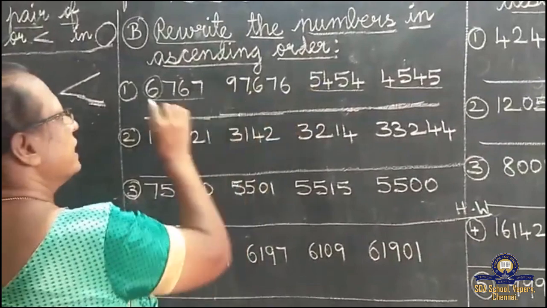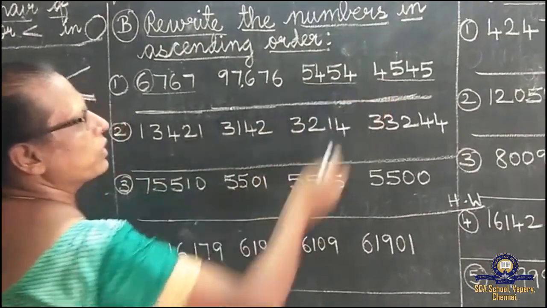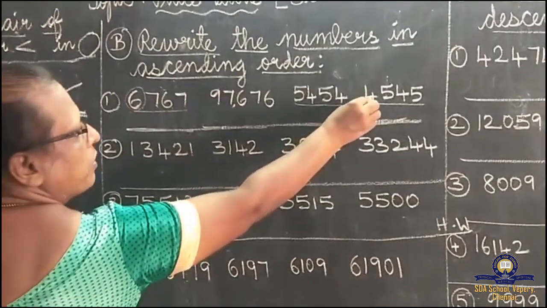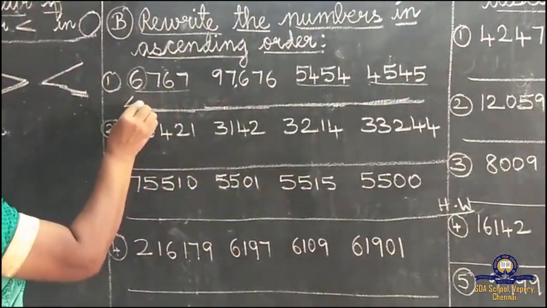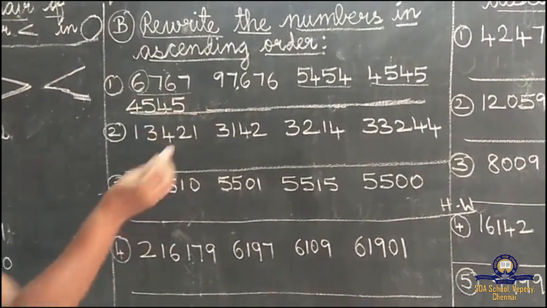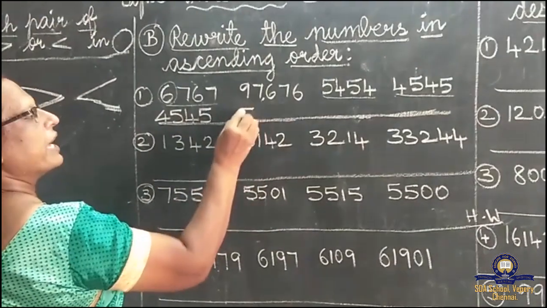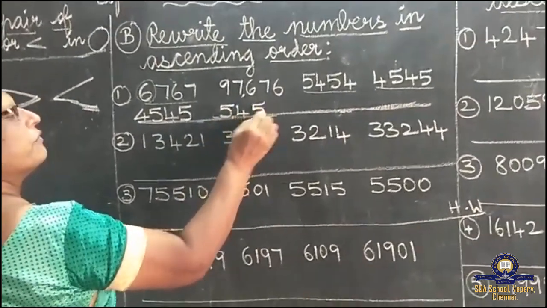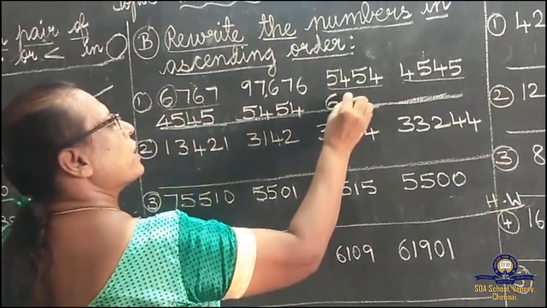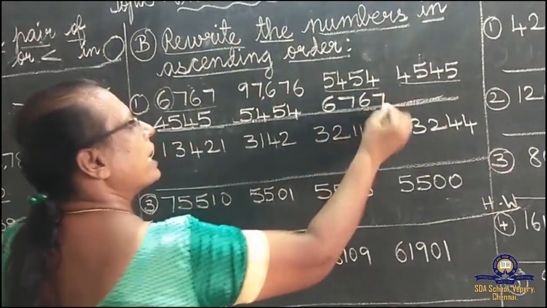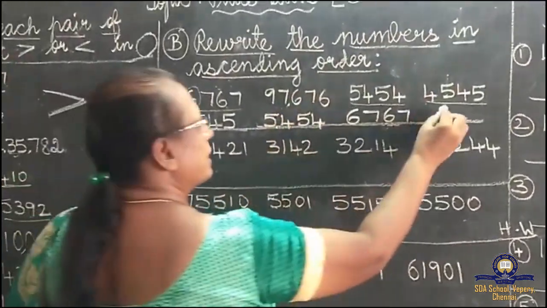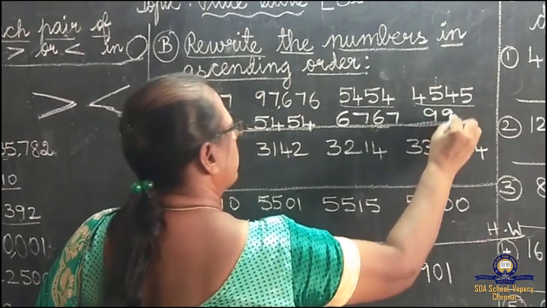See this number. Here 6. Here 5. Here 4. So which is smaller number, children? 4 is smaller number, isn't it? So you can write 4545. And the second smallest is what? 5454. Then 6,767. And last what will come? This one. 97,676. Okay?